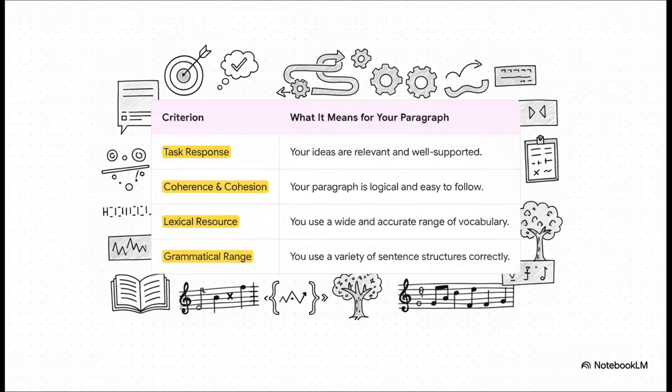First up, task response. That just means, are your ideas on topic, and do you back them up? Then there's coherence and cohesion. Basically, does your paragraph make sense and flow well? Next, lexical resource, all about your vocabulary. Are you using good, accurate words? And finally, grammatical range checks for different types of sentences that are grammatically correct. The key thing to remember is that you can't just be good at one of these. A great paragraph nails all four.